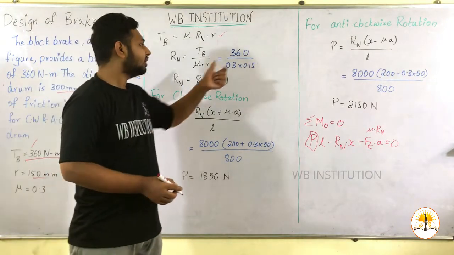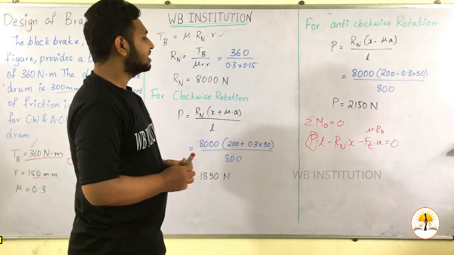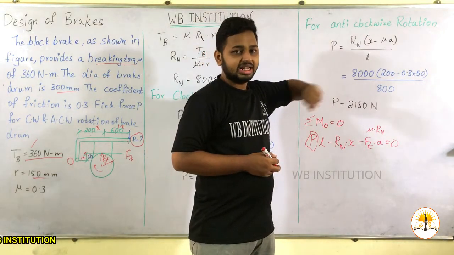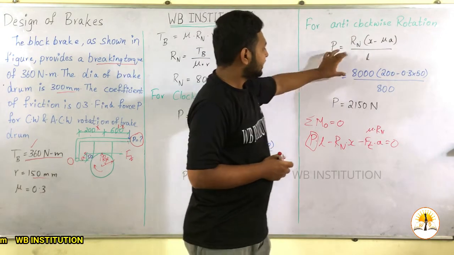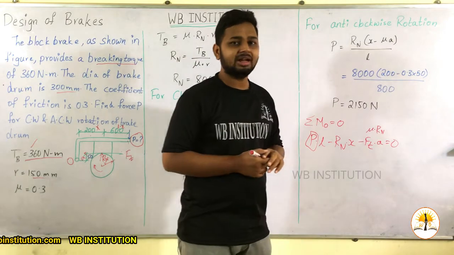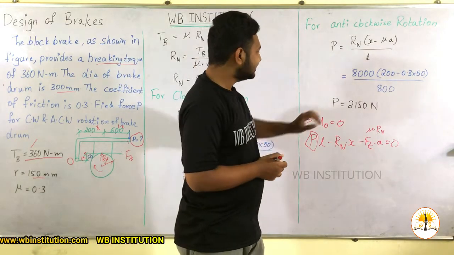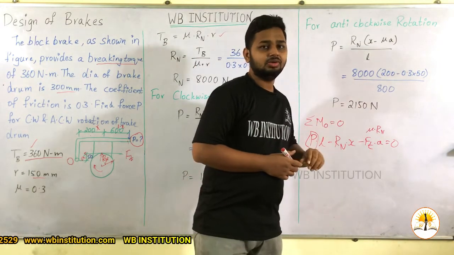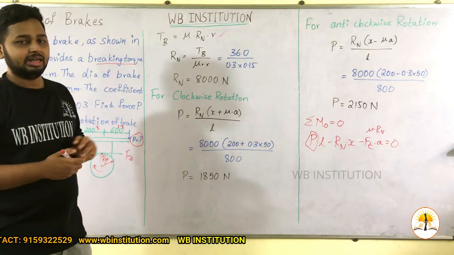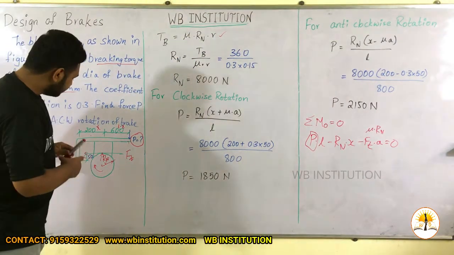In the similar way for anti-clockwise direction, the P value is given by Rn into x minus mu A, divided by L. So Rn is 8000, x is 200 minus 0.3 into 50, divided by 800. So that is given by P equal to 2150 Newton. Now let us consider, if we don't remember that equation, then how to solve the problem. That is very simple.